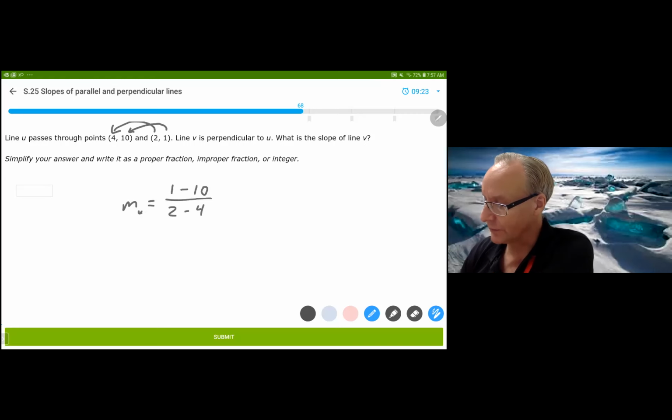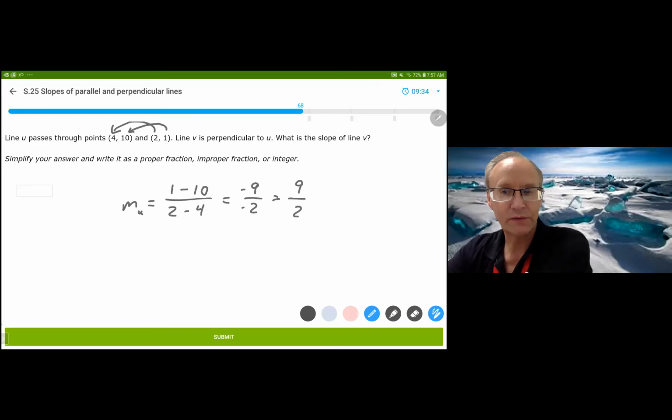And so this is the slope of line U, and it is going to be -9 over -2, which is +9 over +2. It can't be reduced, and we prefer not, definitely don't make it a mixed number. That would be a terrible idea. 9 over 2 is fine. And we want the slope of line V, and it's saying that V is perpendicular to line U. So we want the negative reciprocal for the slope of V, which is going to be -2 over 9.